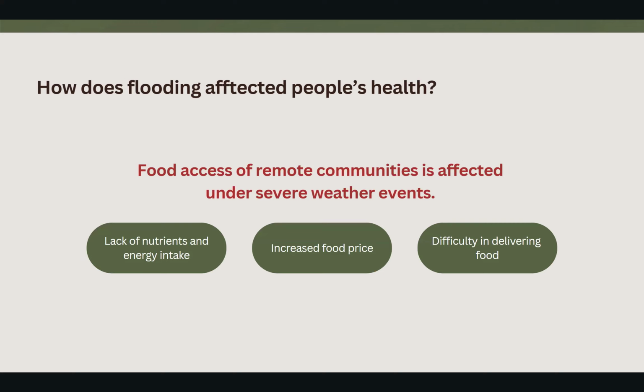So it is believed that food access for remote communities is affected under flooding. The health condition might be intensified due to the lack of nutrients and energy intake, and flooding also increases the price of food and creates delivery difficulties to remote communities.